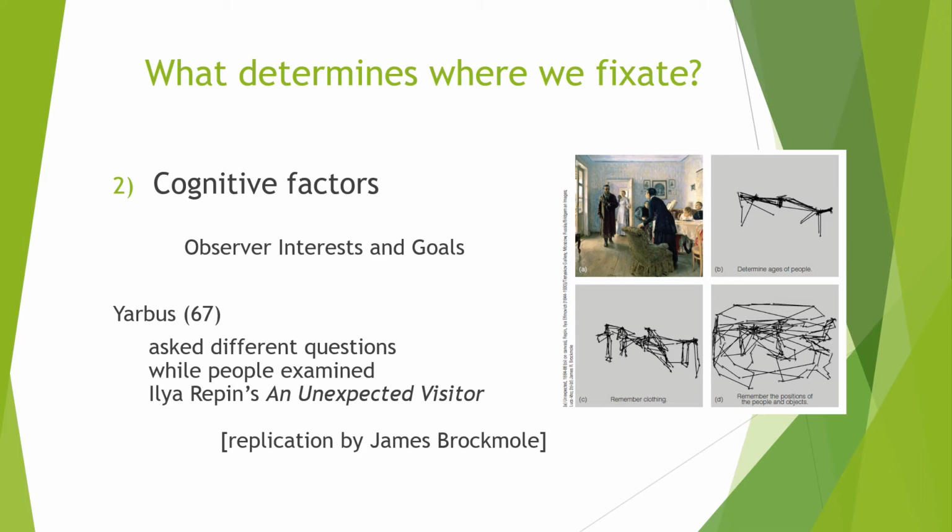So if we look at A, that is the picture. B, they're asked to determine the ages of the people in the picture, and so you can see they're really looking at the faces quite a bit longer, maybe the posture a little bit. When asked in C to remember the clothing, you can see now they're looking much more at the clothing and much less at the faces. And then in D, when they're asked to remember the positions of the people and the objects, they're really looking all around the picture much more so than in the previous two. So this nicely shows how a person's particular goal, their task in a study, influences where they fixate and how long they spend there.